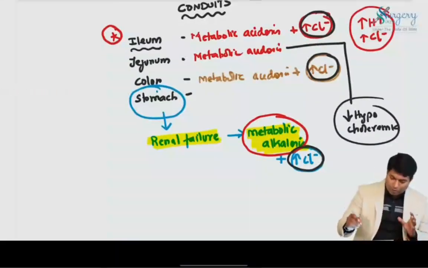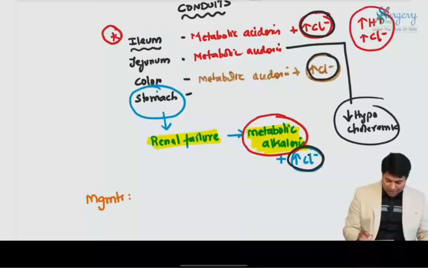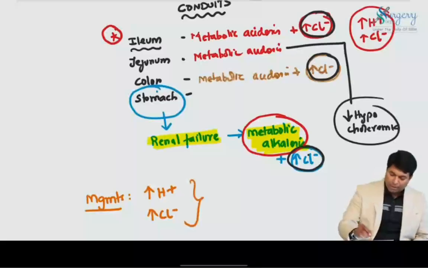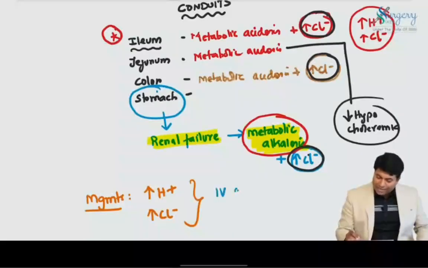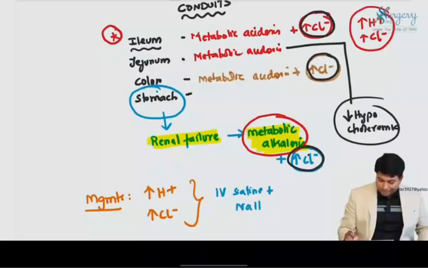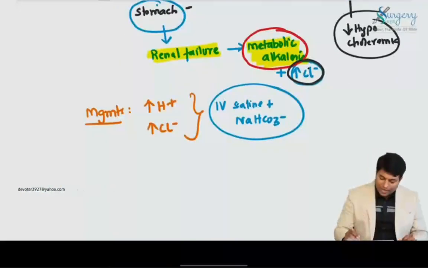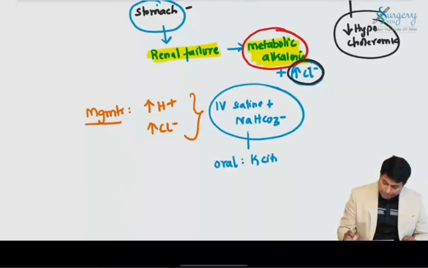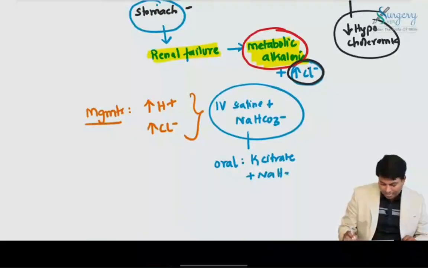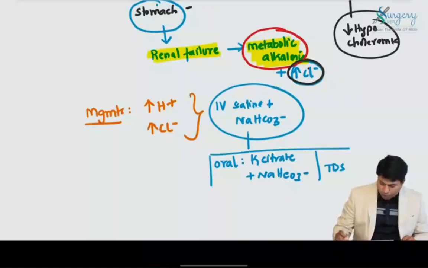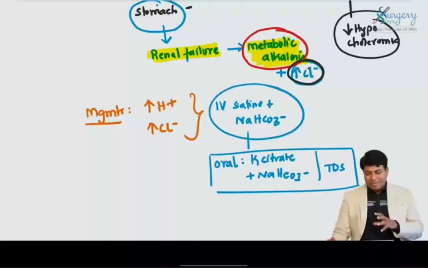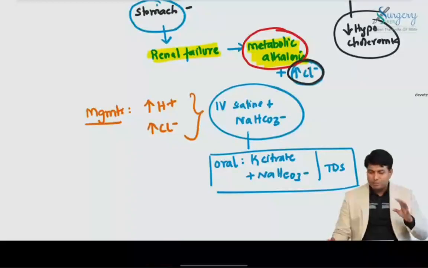So how do we manage these patients with conduits? They have increased H plus and increased chloride in their body: metabolic acidosis and hyperchloremia. Therefore, what should I do? I should give them IV saline with small doses of sodium bicarbonate. Or else we can give them oral potassium citrate with sodium bicarbonate TDS per day. So to manage this metabolic acidosis complication, we give them a syrup of potassium citrate and sodium bicarbonate to drink 3 times per day.